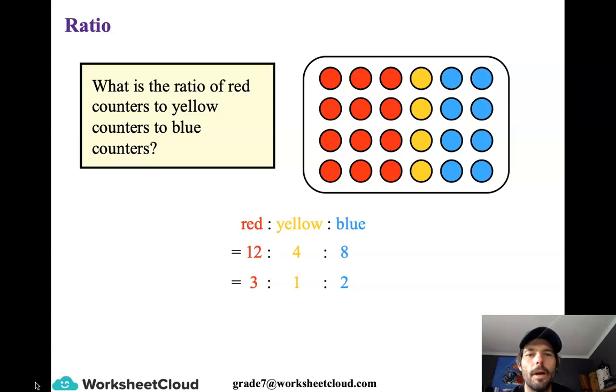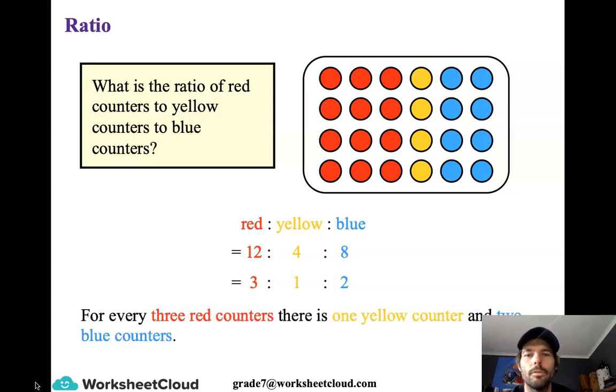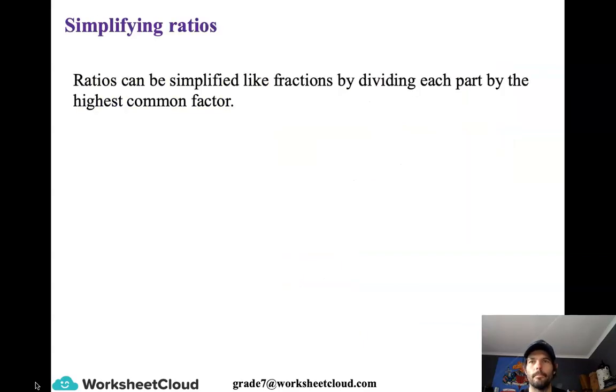So my simplified ratio is 3:1:2, and you can see that is in the order of red counters to yellow counters to blue counters. Okay, and then you would read it, for every 3 red counters, there's 1 yellow counter and 2 blue counters.